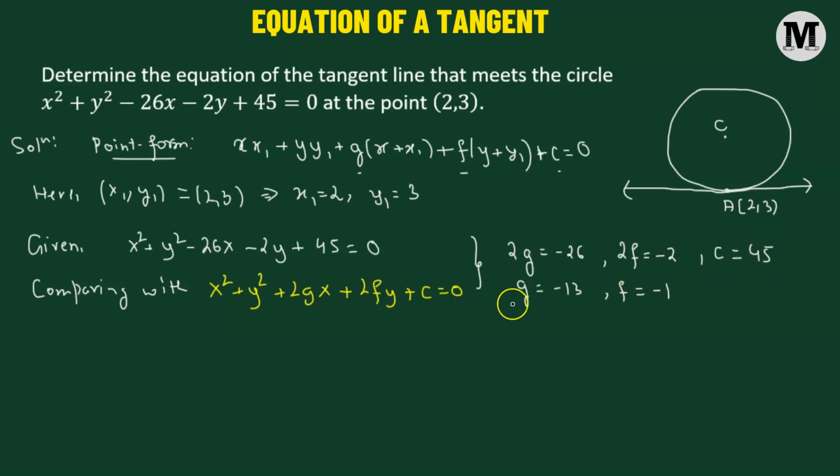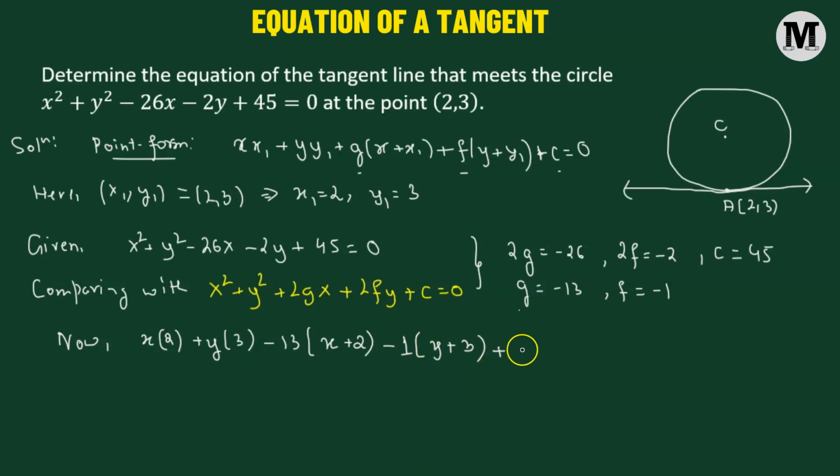So we have all the required values, g, f and c, as well as x1, y1. So we'll come back to the point form. Now we will have x times x1, so x1 will be 2, plus y times y1, y1 is 3. And then we have plus g, having a value of negative 13, multiplied by (x plus x1), so x1 is 2. Then we have f, whose value is negative 1, multiplied by (y plus y1), so y1 is 3. And then we have plus c, so c is 45, equals 0.